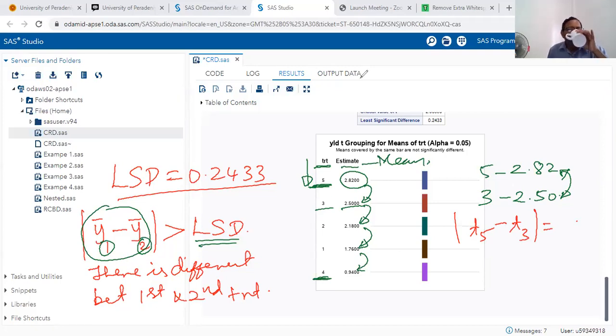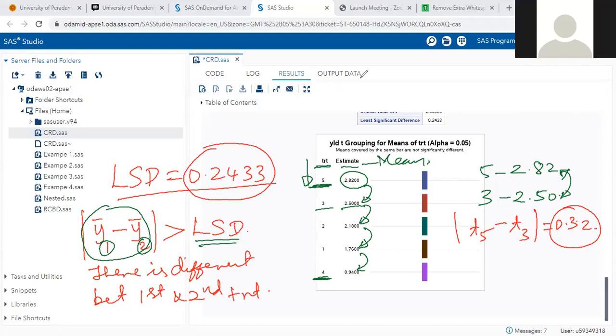The mean value, 0.32. This 0.32, is it higher than the LSD or lower than the LSD? Higher than the LSD. So, is there a difference between these two treatments, the fifth one and the third one? Yes. There's a difference between treatment 5 and 3.